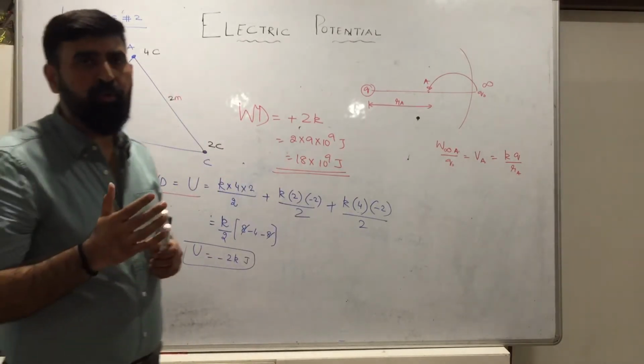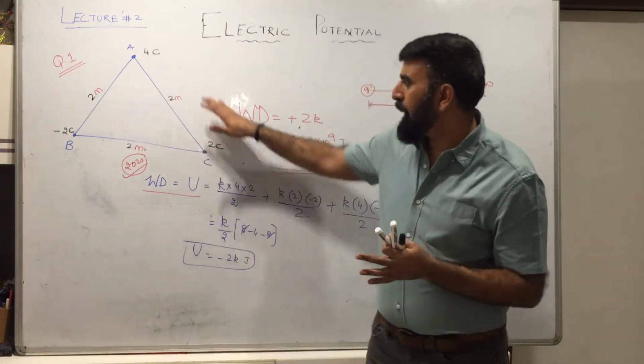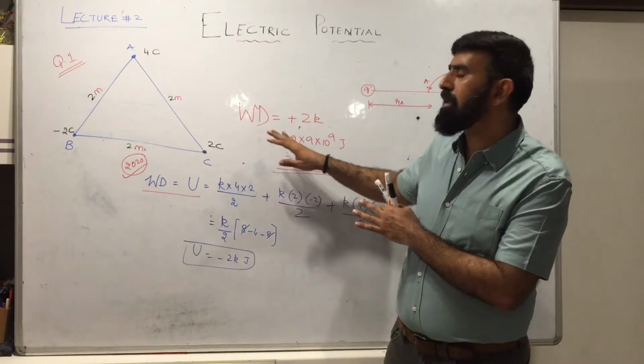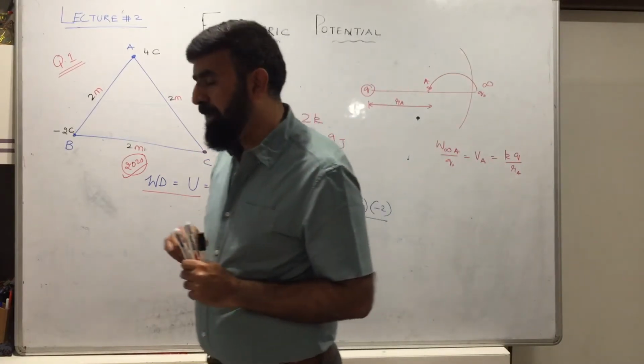So if they ask you what is the work done to break the system, you find out the potential energy of the given system, change the sign of the potential energy, and you get the work done to break the system. This is a question which was asked this year. Fine.